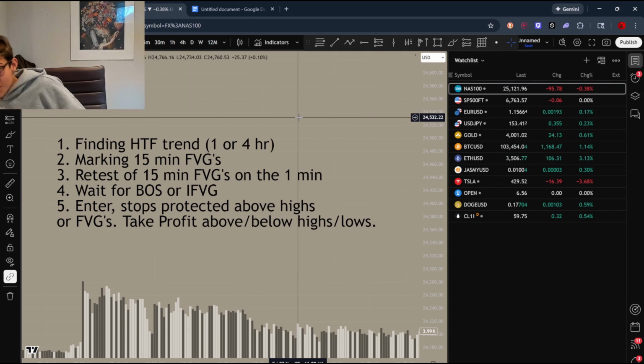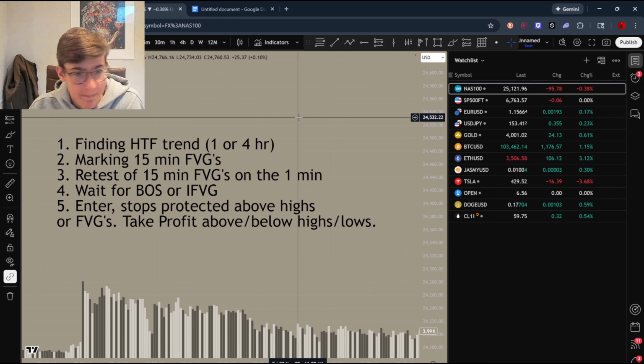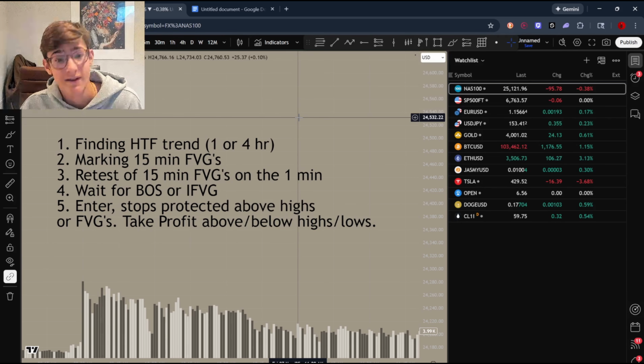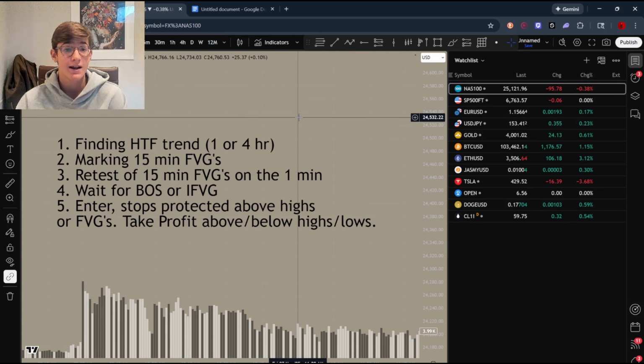So as long as you know the basic ICT concept, fair value gap, and the basic price action concept, break of structure, you will be a profitable trader. Just don't revenge trade. If you just follow the step-by-step plan every day, you will be a profitable trader. It's almost impossible to fail if you just follow these 5 steps. Literally impossible.